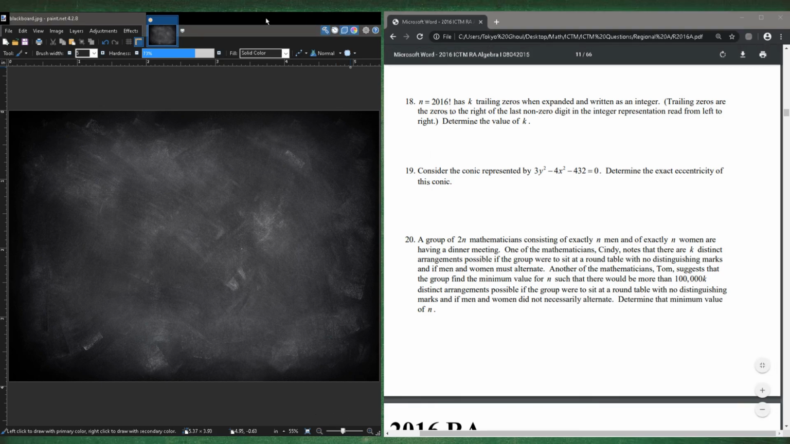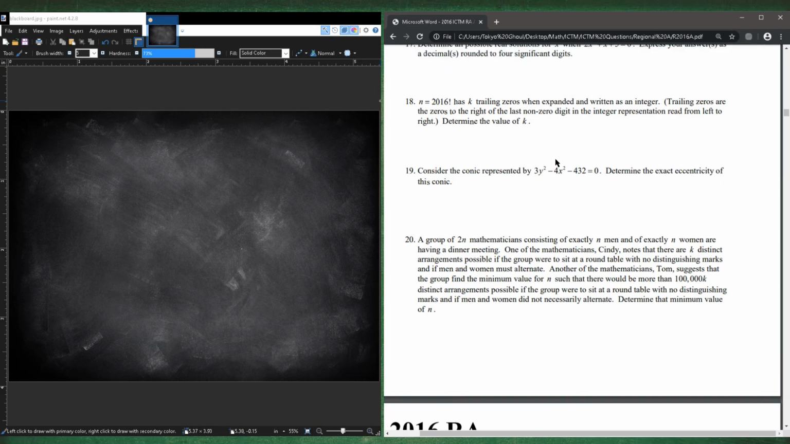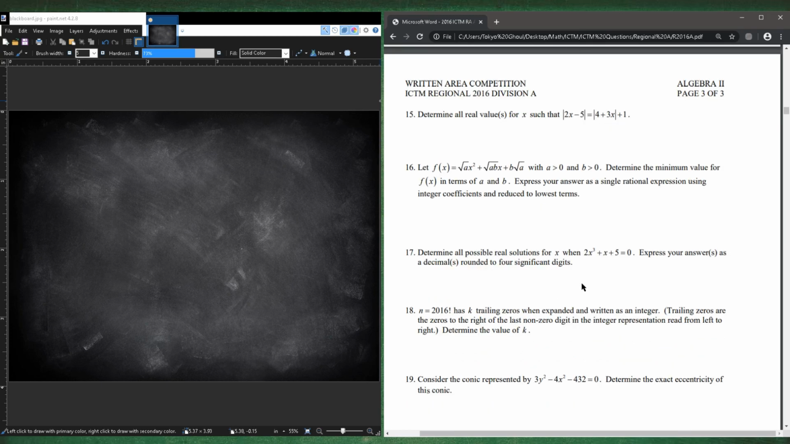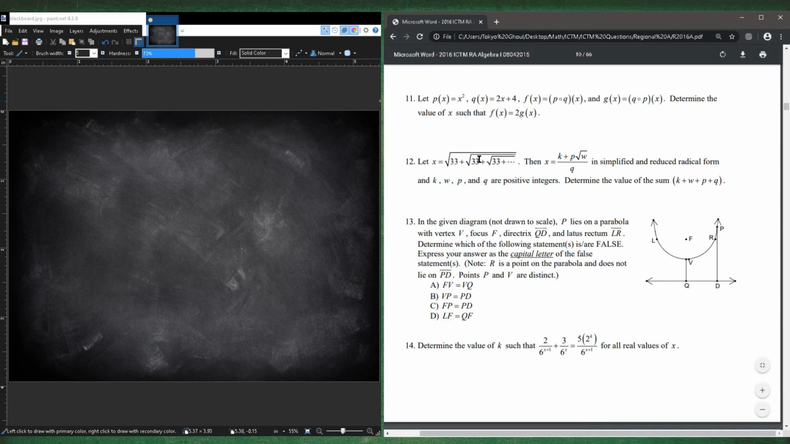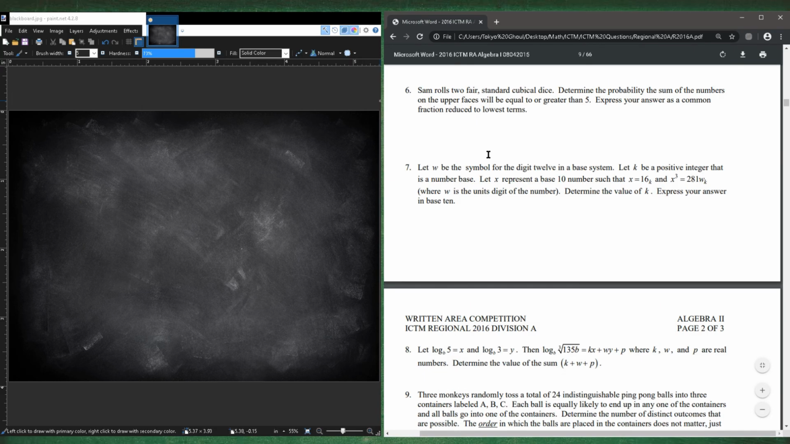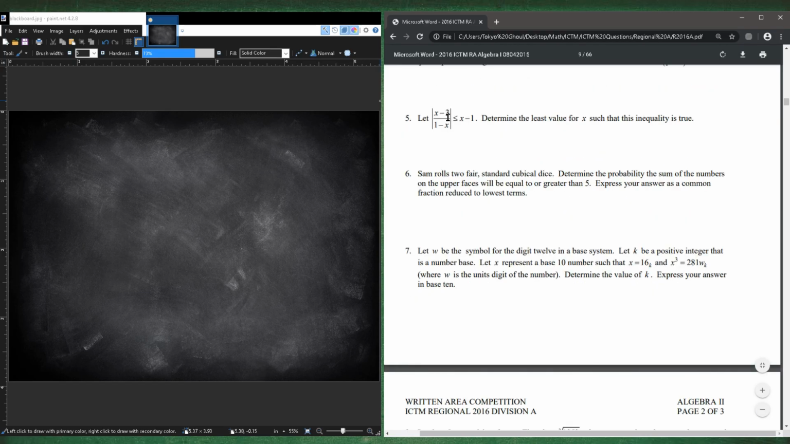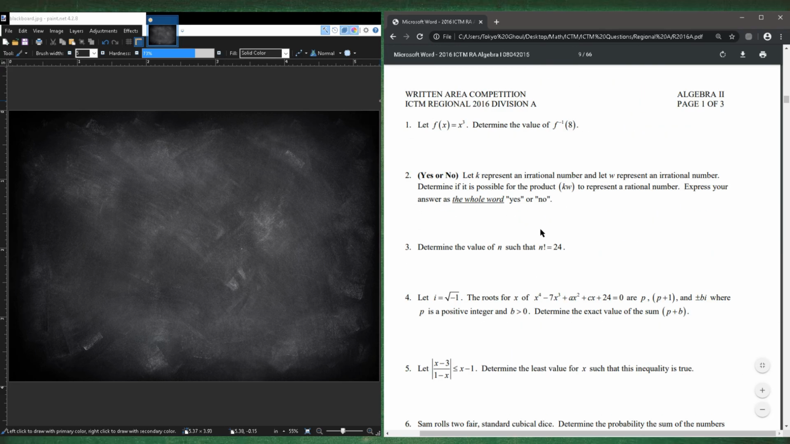Okay, and that basically covers everything for the 2016 Division A Regional Algebra 2. Generally the hardest question has to be 20, if it's kind of weird. But other than that, there are some weird concepts that you need to tackle, like trailing zeros and eccentricity, conics, and repeating radicals. But a bunch of these are just basic, like polynomials, absolute values, probability, and logs.